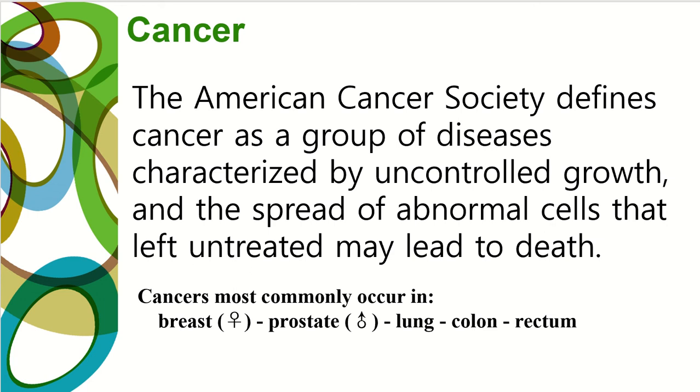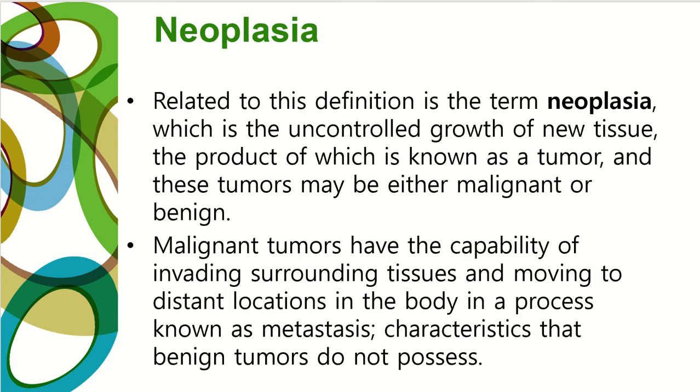So cancer, according to the American Cancer Society, is defined as a group of diseases characterized by uncontrolled growth and the spread of abnormal cells that, left untreated, may lead to death. Cancers most commonly occur in the breast, the prostate, the lung, the colon, and the rectum. So I'm pretty sure that we're familiar with cancer, and we may or may not know somebody related who has it.